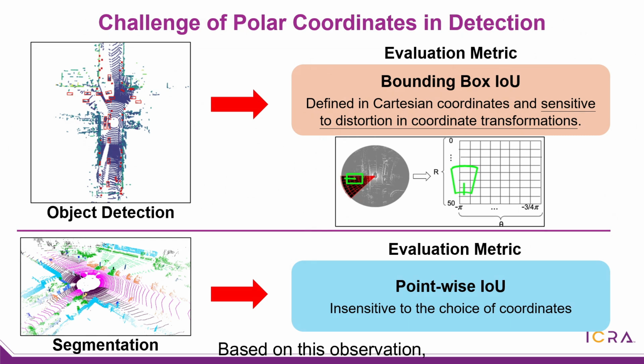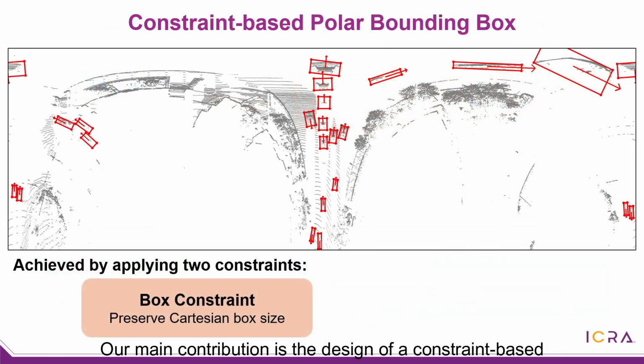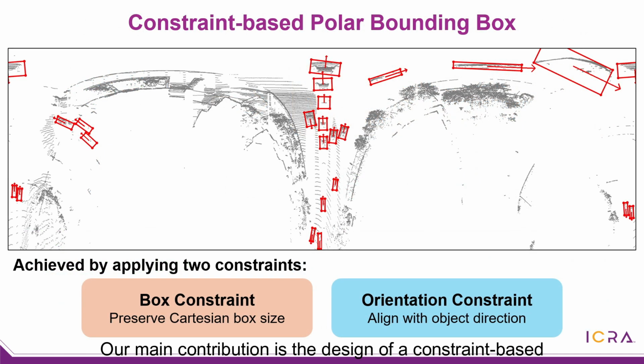Based on this observation, we rethink object detection from the perspective of the evaluation metric. Our main contribution is the design of a constraint-based polar bounding box. We project conventional Cartesian bounding boxes into polar coordinates, and then apply two constraints to generate bounding boxes directly in the polar representation. With these constraints, polar bounding boxes can be automatically generated for both training and evaluation.